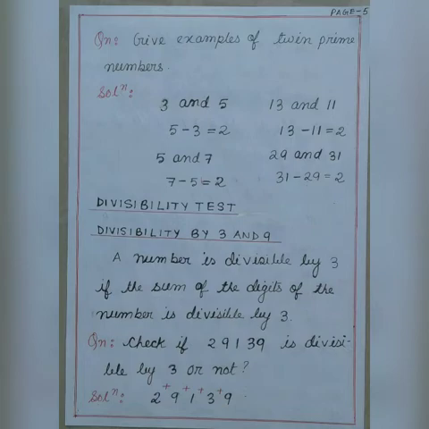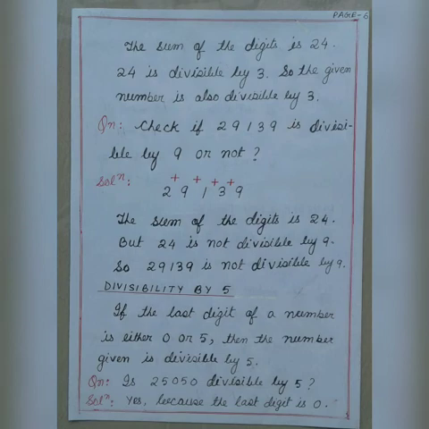So, here the number given to us is 29139. So, we have to find the sum of the digits. The sum of the digits is 24. 24 is divisible by 3. So, the given number is also divisible by 3. Next question, check if 29139 is divisible by 9 or not.